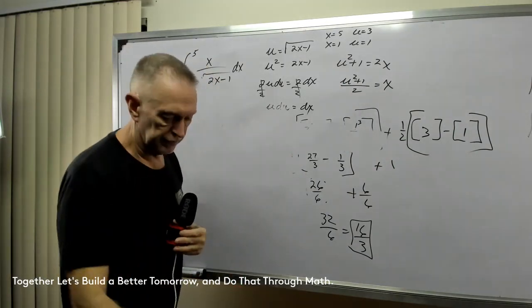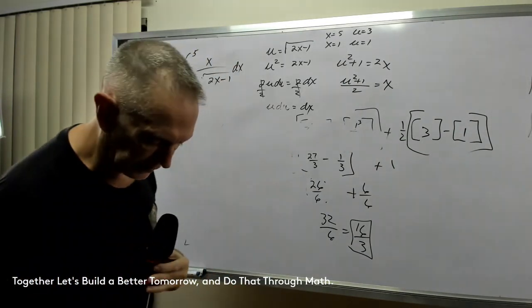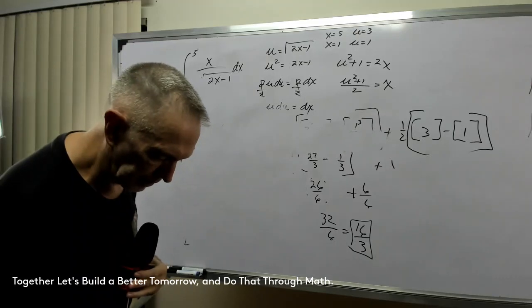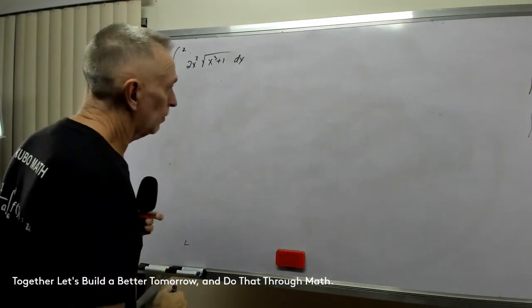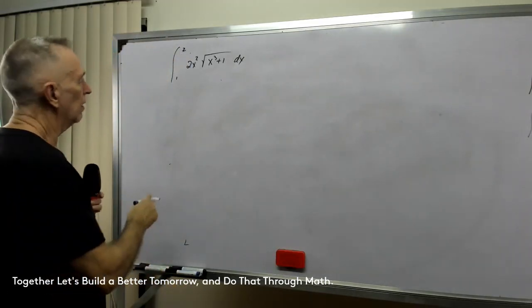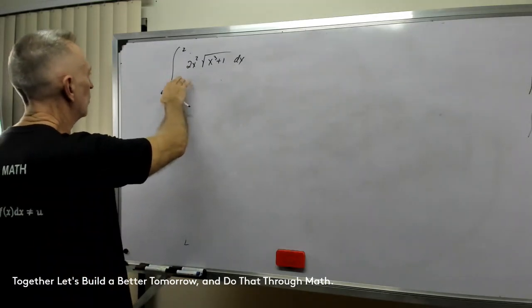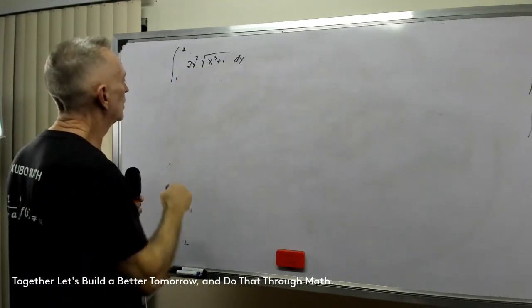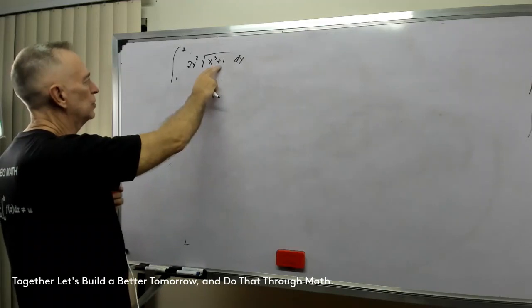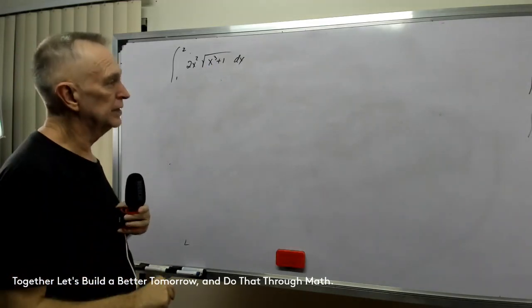Let me pause the video and I'll clean up the board and get the next problem up there. Okay, we're back. Now we have the integral from 1 to 2 of 2x squared times the square root of x cubed plus 1 dx.